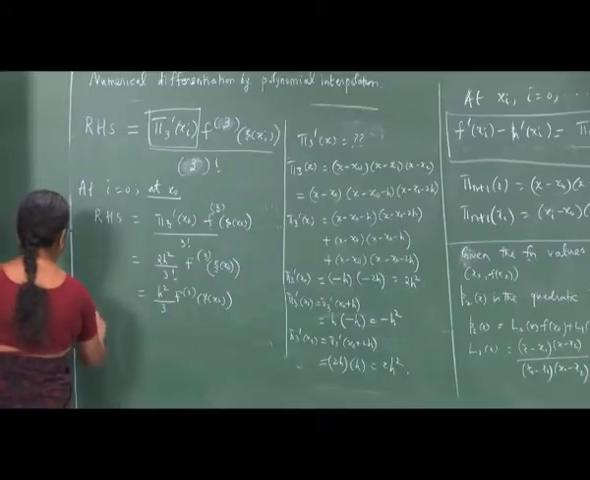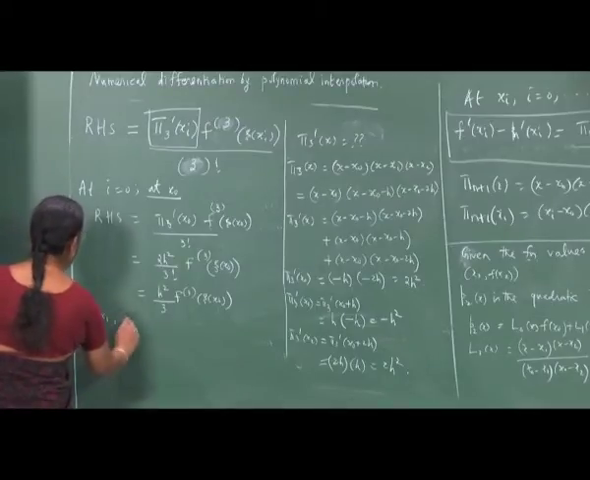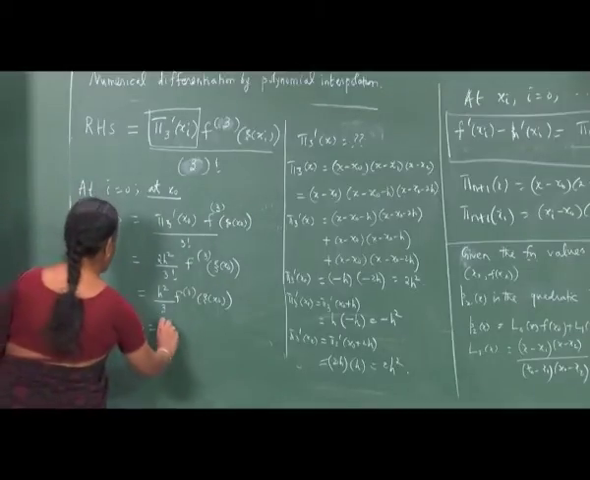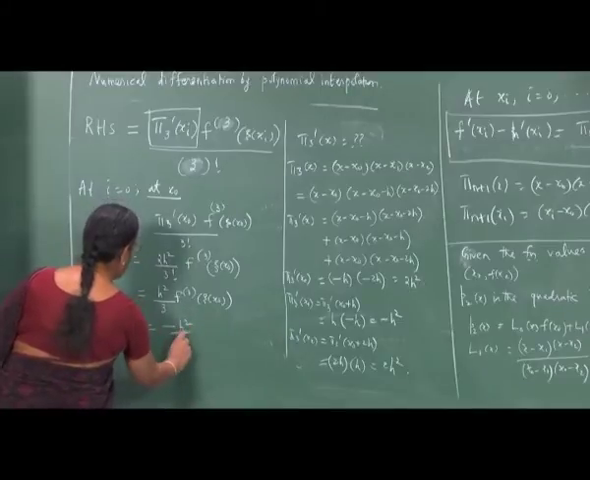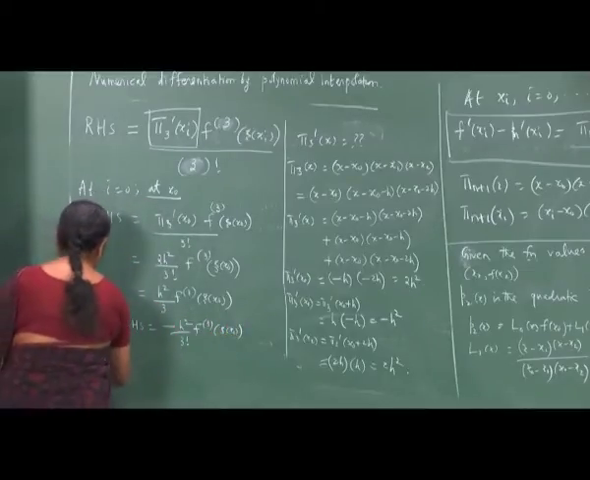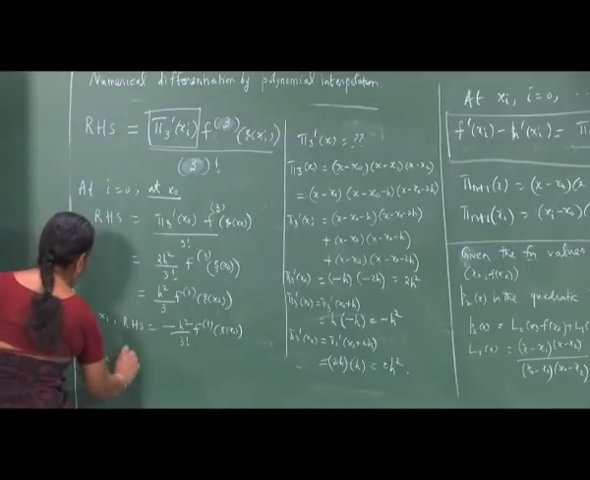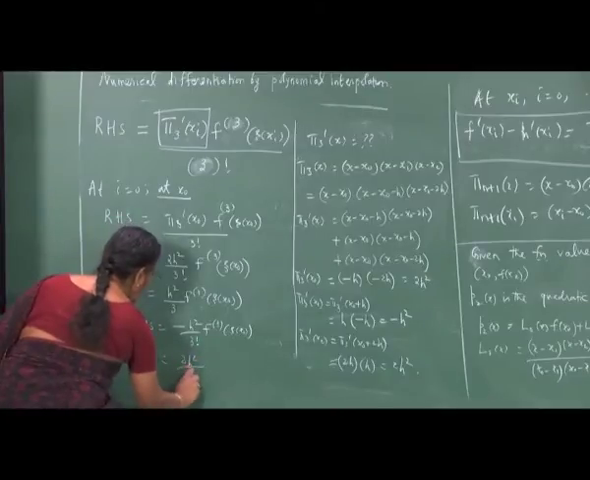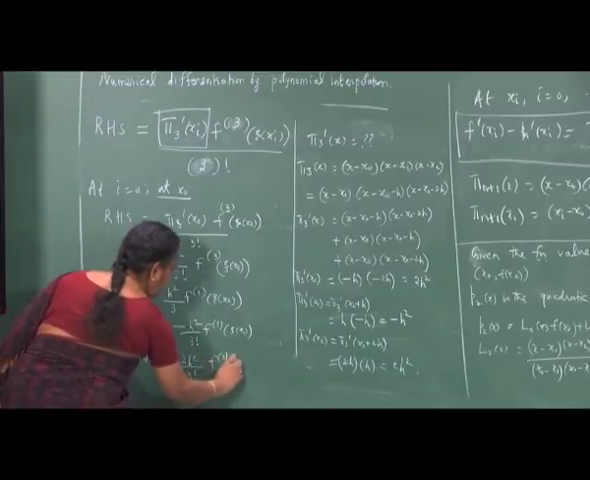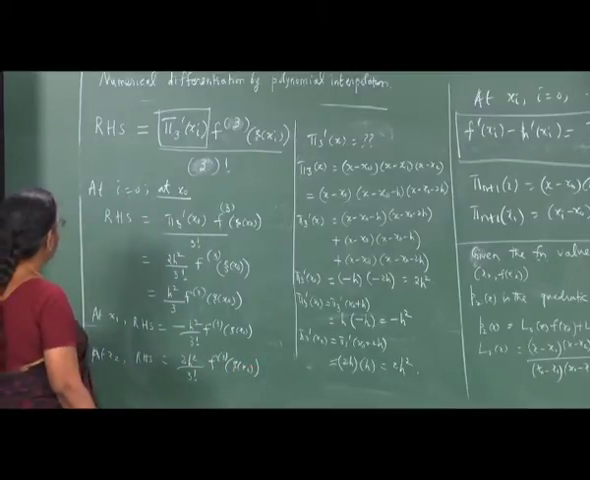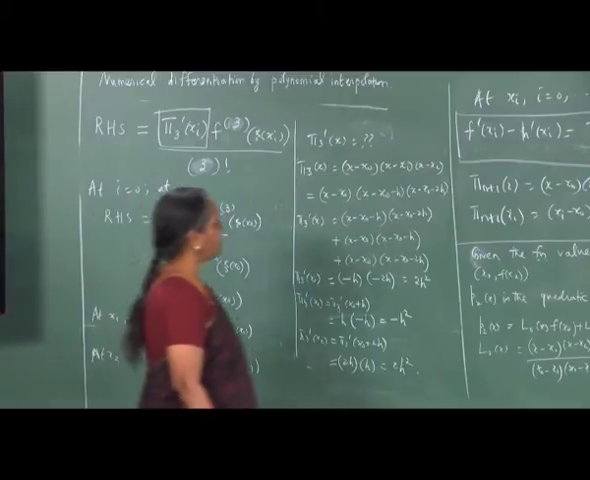Then at x 1, the right hand side is going to be pi 3 dashed at x 1. So, minus h square by 3 factorial into the third derivative psi of x 1. And then at x 2, we have the right hand side to be given by 2h square by factorial 3 into third derivative psi of x 2. So, we have the expression for the right hand side.